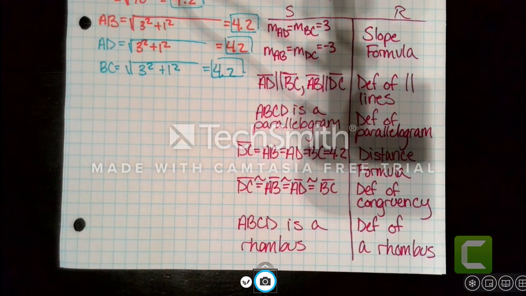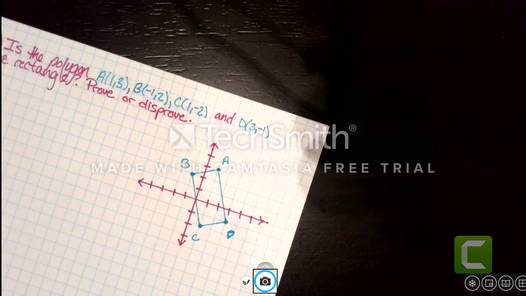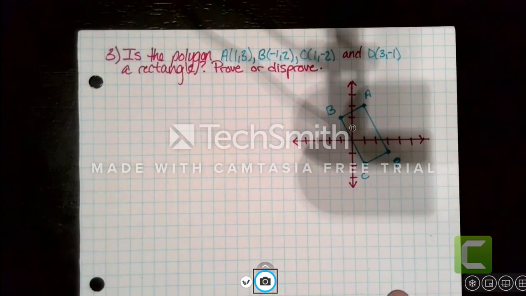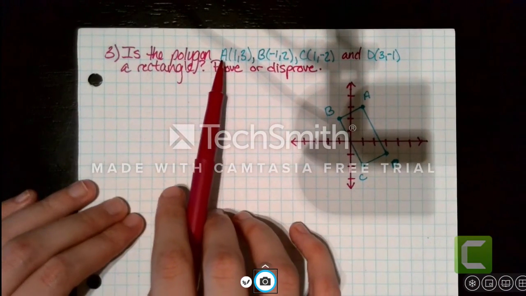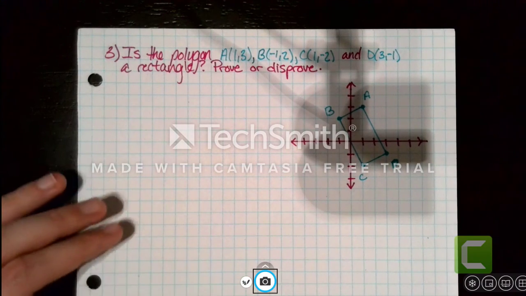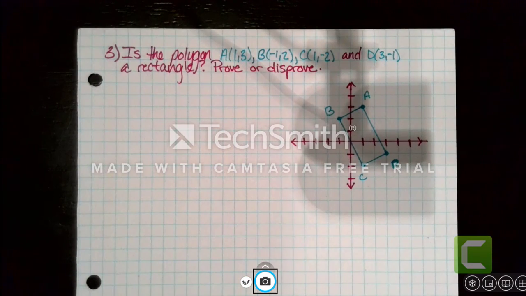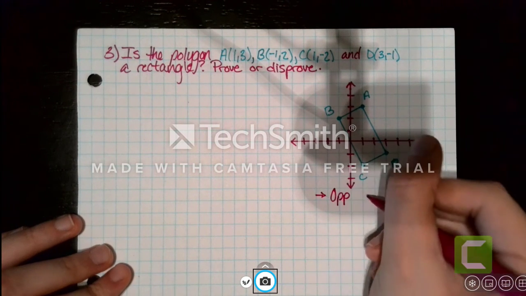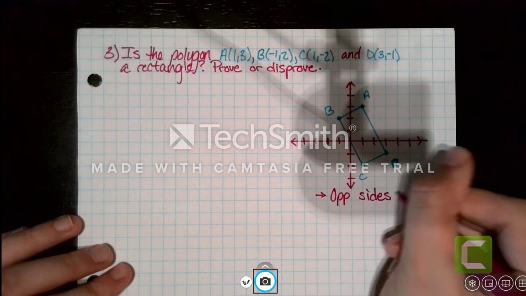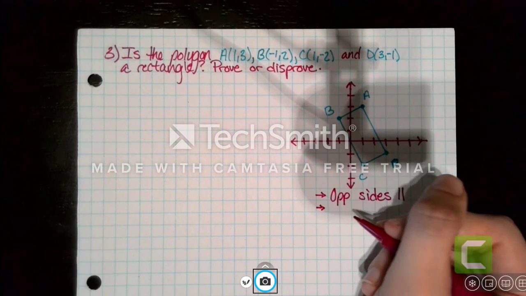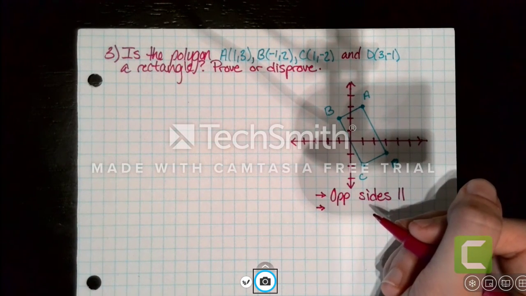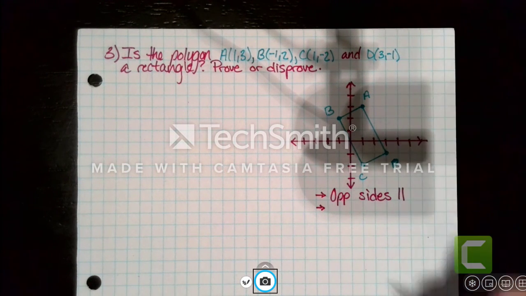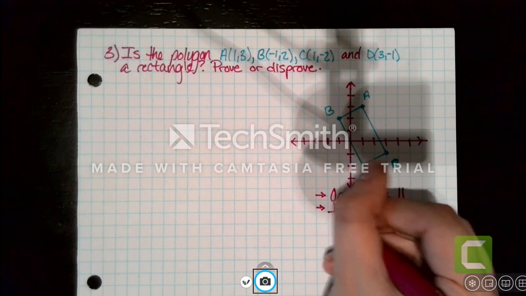Next, we have our third example. And our third example is we have to prove that the polygon ABCD is a rectangle. So what we have to do first, like we have been doing, is we have to prove that opposite sides are parallel. And we also have to prove that we have perpendicular sides.